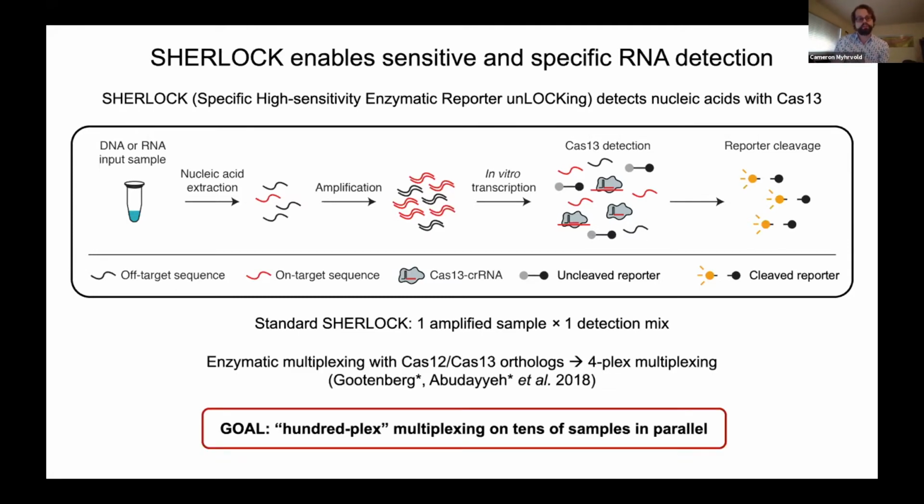And a standard SHERLOCK reaction is really one sample with one detection mix. And a couple of years back, our colleagues in Feng Zhang's group showed that you could do 4-plex multiplexing with Cas12 and Cas13, but we really were a lot more ambitious. Our goal here was to enable 100-plex multiplexing with many, many samples in parallel. And Cheri will tell you exactly how we did that.